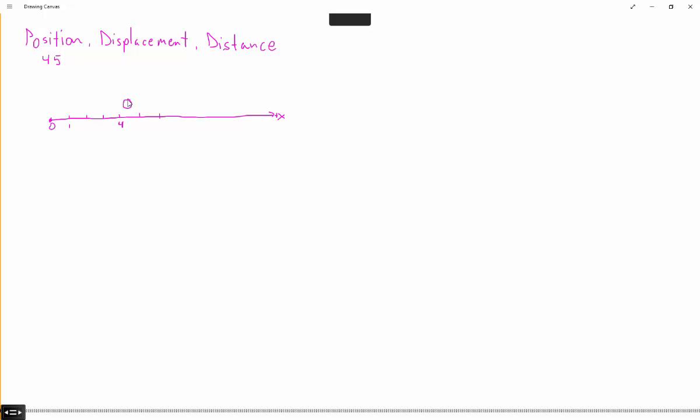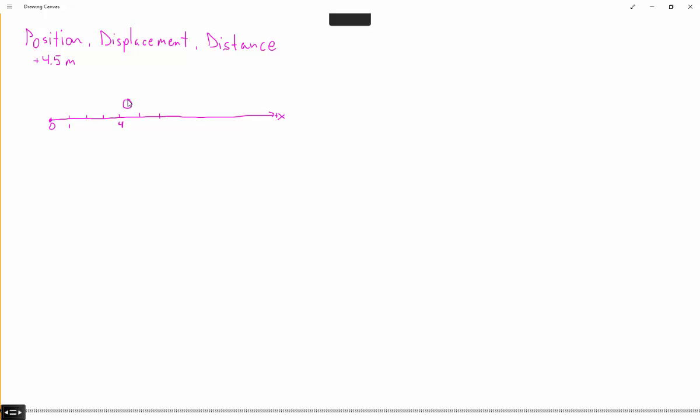Whatever we want to call this, we'll call it, I don't know, meters. So that would be position. It's the distance from the origin to the object that we're talking about. It is a vector, so this would be in the positive direction. So we could say positive 4.5 m.